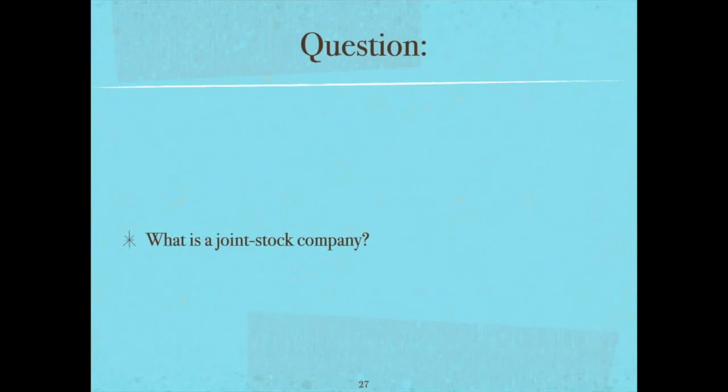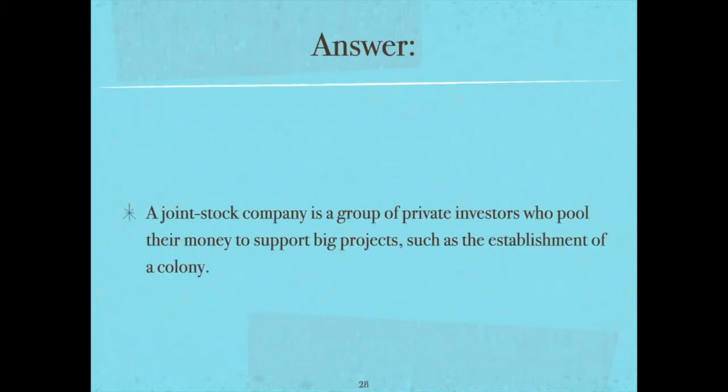Question: what is a joint stock company? The answer: a joint stock company is a group of private investors who pool their money to support big projects, such as the establishment of a colony.